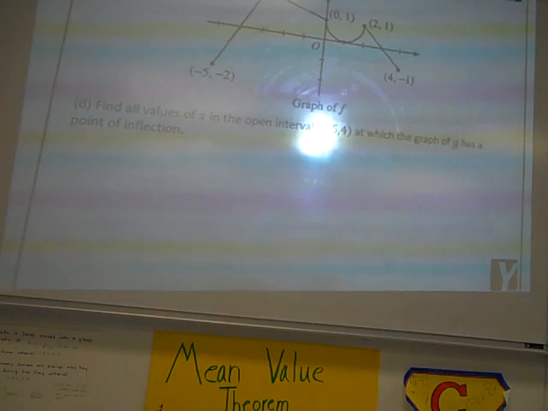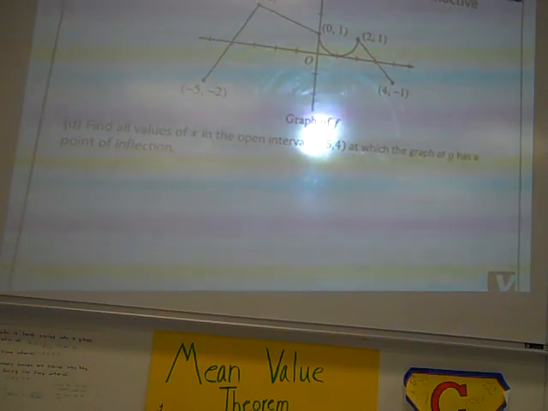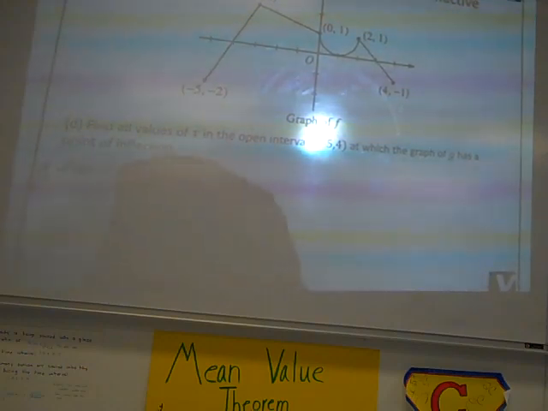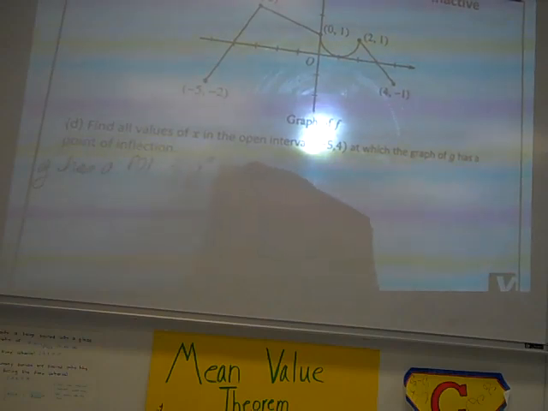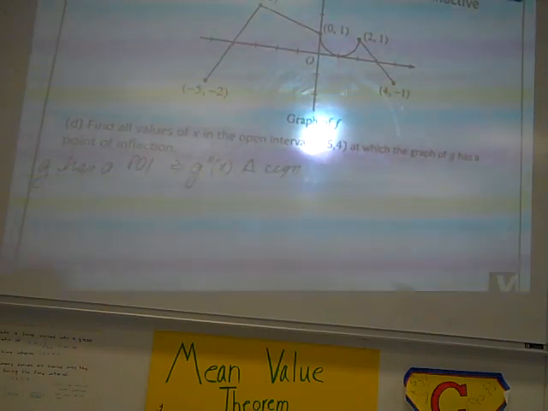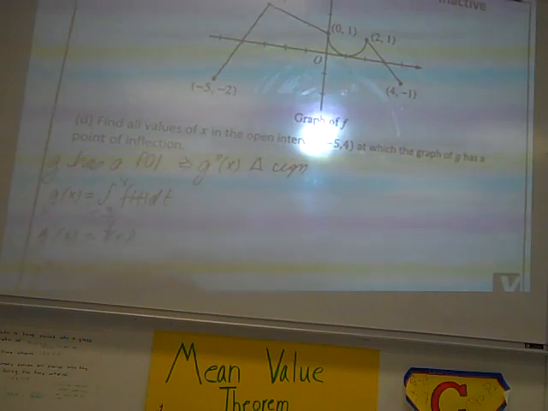All right, part D. This is the last one for this question. Find all values of x in the open interval at which graph of g has a point of inflection. What do we know? We know if g has a POI, then g double prime changes sign. That could be a change from positive to negative or negative to positive. Furthermore, we've seen already that g prime is equal to f of x. If g prime is equal to f of x, and we want to have conversation about g double prime, well, take another derivative. If I take another derivative on the left, I get g double prime. If I take another derivative of f, I get f prime.